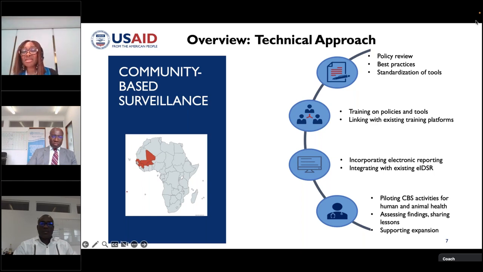Of course, from the health informatics perspective, IDDS ensured that the CBS activities were integrated into existing integrated disease surveillance and response frameworks in the countries that we supported, and also attempted to introduce electronic reporting where feasible so that these reports are incorporated into the national surveillance systems. Lastly, we helped to pilot some of the tools that we had standardized across countries, helped with successful pilots. We supported development of expansion plans so that these CBS activities would go beyond just the pilot into additional regions and for coverage purposes.